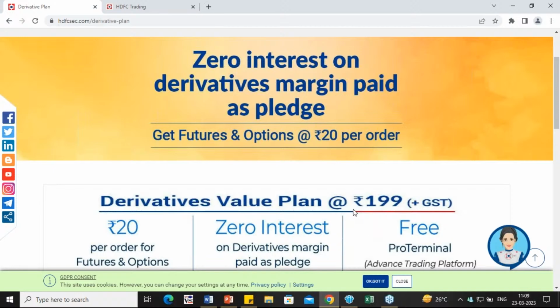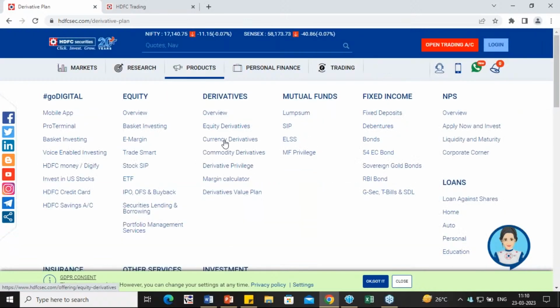Yes, there are no charges to get the derivative privilege. You can activate derivative privilege by clicking on Product, and there you can find the Derivative Privilege option. Just click over here. After that, it will ask you for documents to be uploaded. You can upload either an income tax acknowledgement, a demat statement, a 3 month salary slip, or a 6 month bank statement. You can upload a document in any of these ways. By this way, you will activate derivative privilege.